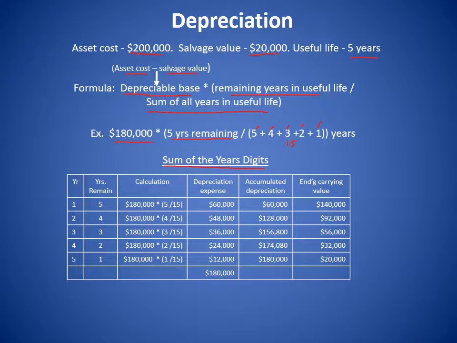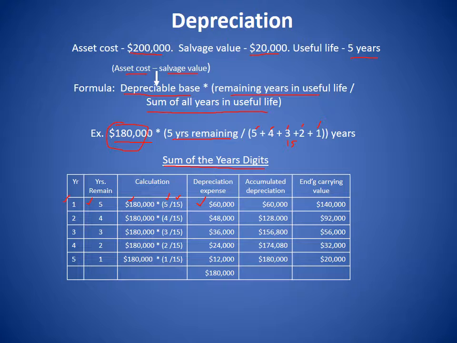We'll take that down here. Here's year number one. Under year number one, we're saying there's going to be 5 years of depreciation remaining. So we take a $180,000 calculation, which is the amount of our depreciable base. We multiply that times 5/15, which means our 5 years remaining, by the sum of the digits in all the 5 years, 5 plus 4 plus 3 plus 2 plus 1. When we calculate that out, that has depreciation expense of $60,000.